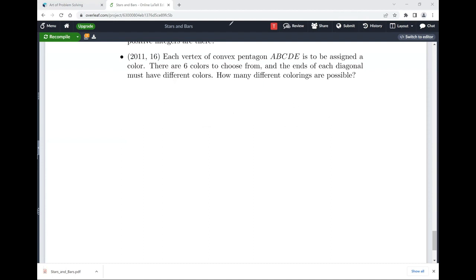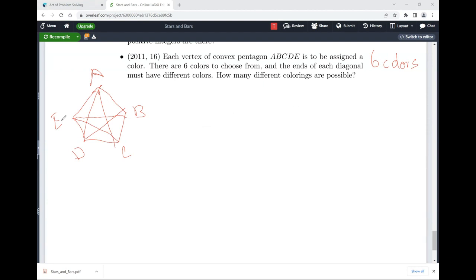So let me get out my drawing tool. You have a convex pentagon A, B, C, D, E, and we have 6 colors. The ends of each diagonal must have different colors. How many different colorings are possible? So let's first of all draw all of our diagonals. It's not that many.